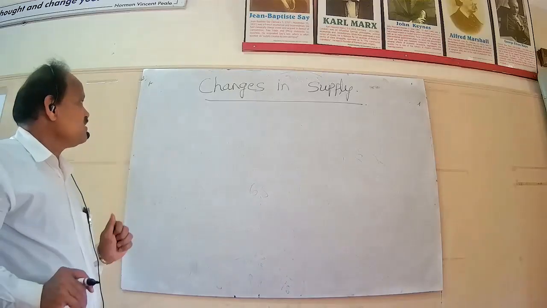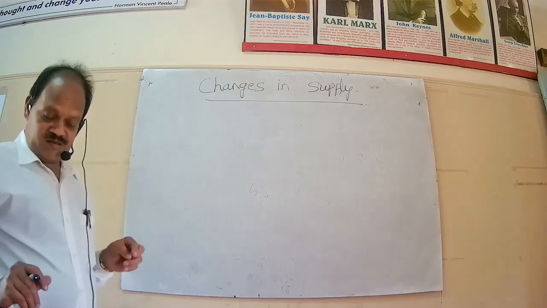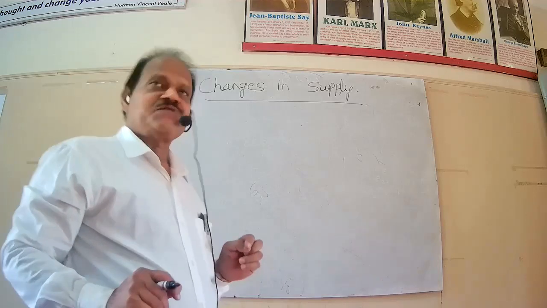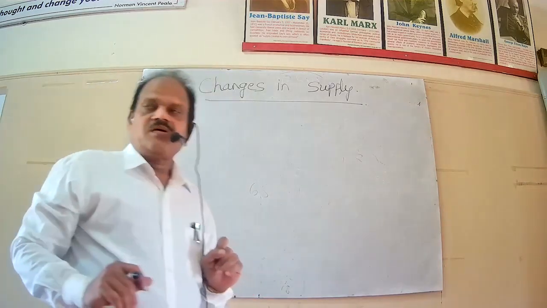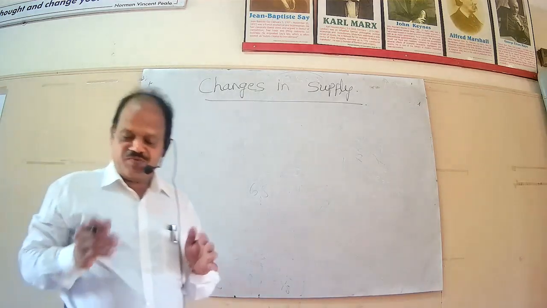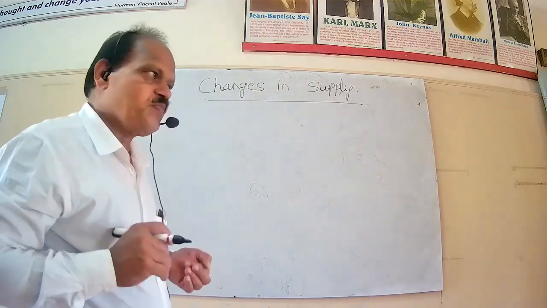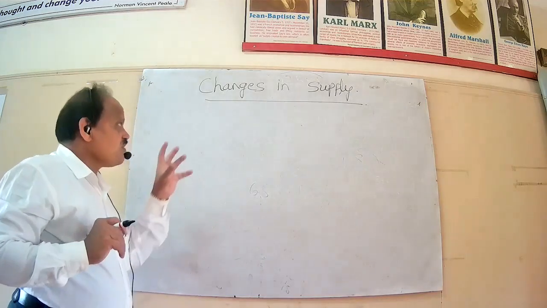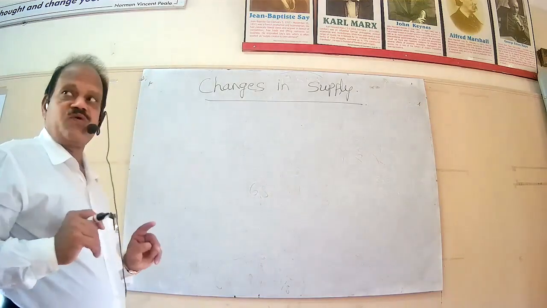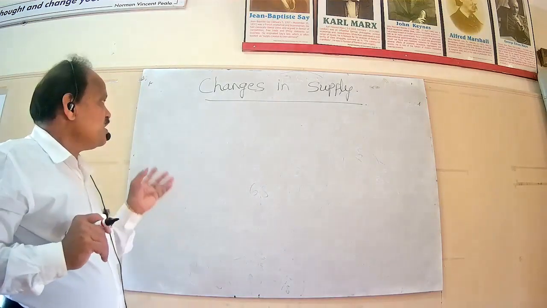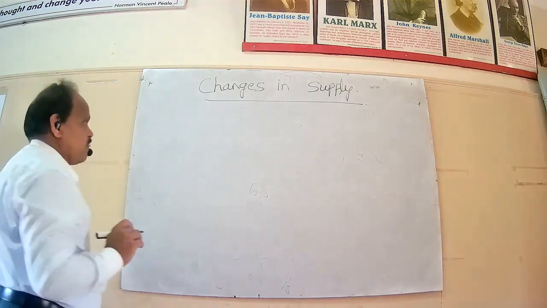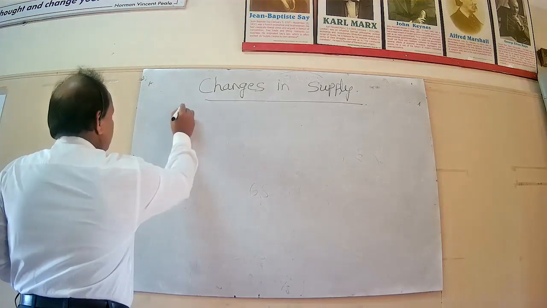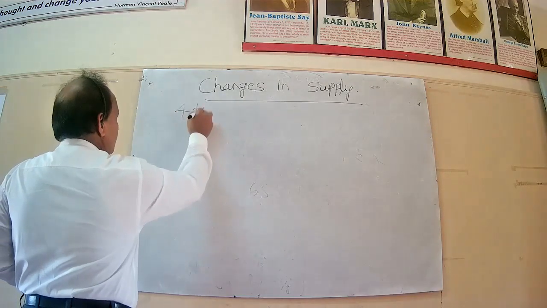Let us try to analyze another concept in this particular unit, and it is changes in supply. You know very well, there are several factors determining supply. Based on these factors influencing supply, we can notice different types of changes in supply. Broadly, we can notice four types of changes in supply.